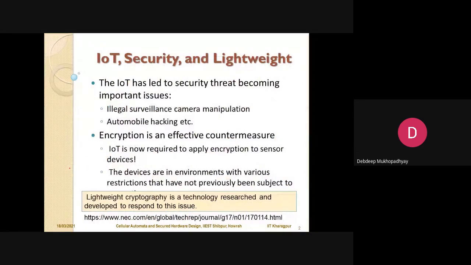We all know that security is important, and because we have new generation networks like the Internet of Things, security is a growingly important issue, with examples such as automobile hacking, illegal surveillance, camera manipulation, and manifold similar scenarios where security is of paramount importance. Encryption is an effective countermeasure. IoT is now required to apply encryption to sensor devices, and these devices are in environments with various restrictions that they have not previously been subject to. Therefore, that makes lightweight cryptography an extremely important field of research. It is not only about developing theoretical ideas, but also translating them to real life products.